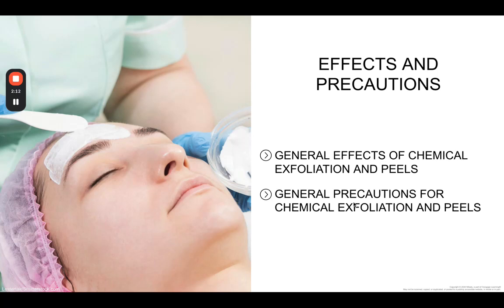Your clients that suffer from rosacea and acne may actually be a good candidate for a chemical peel as long as it's not inflamed, okay? Infectious disease is also a contraindication.